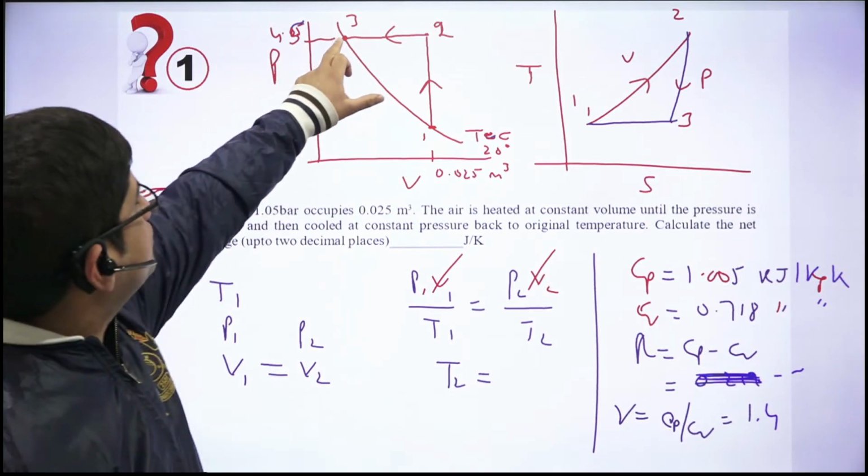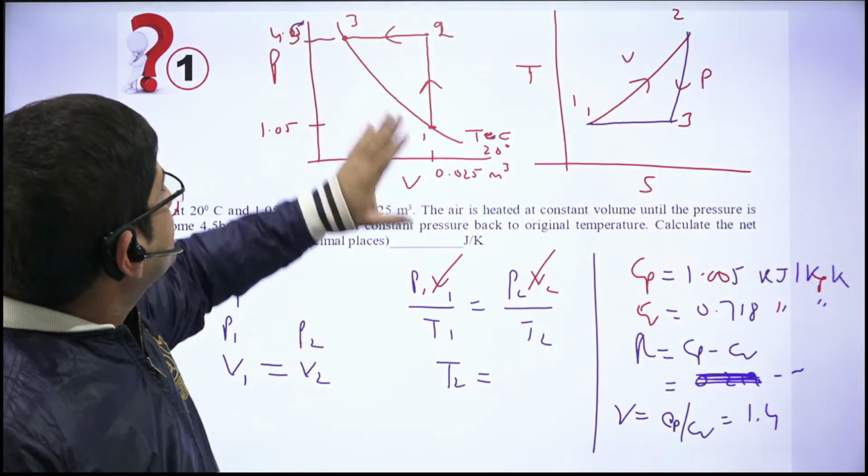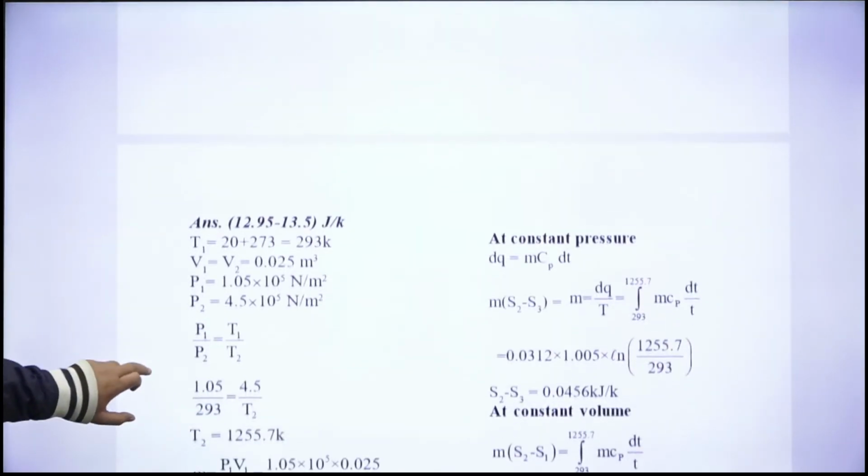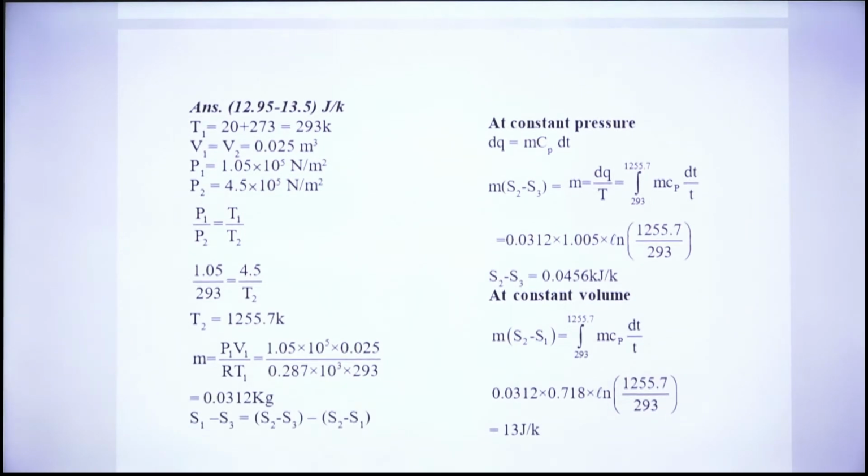In the second case, obviously we know T3 is equal to T1 and P3 is equal to P2. So we know P and T, and any of the formulas can be used to calculate the answer. The most important thing is whether you got the answer correct or not. The temperature you have to convert into Kelvin, 293 Kelvin. V1 is equal to V2, and P1, P2 are given to us.